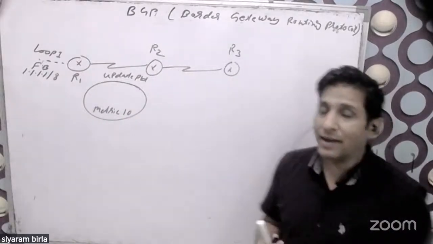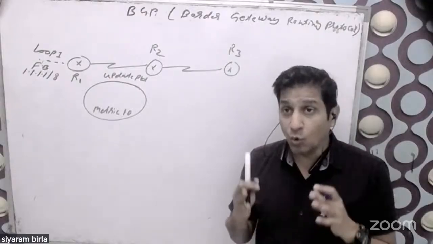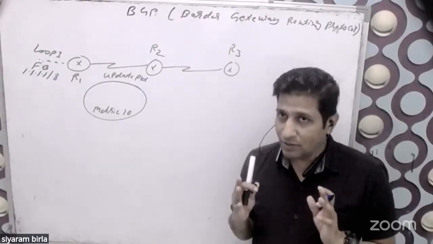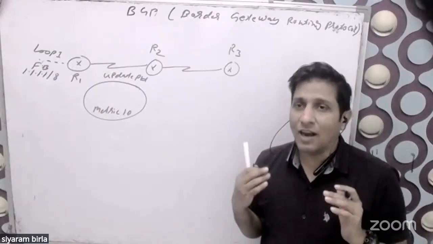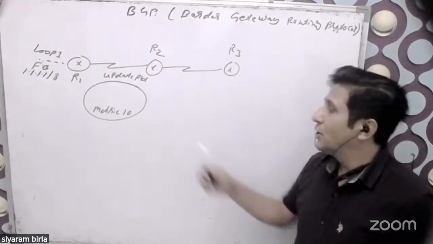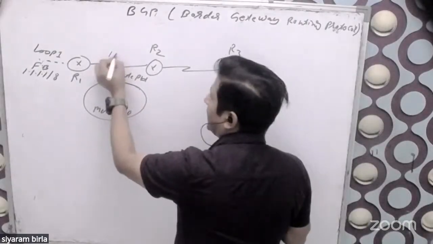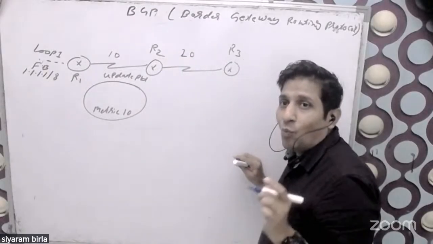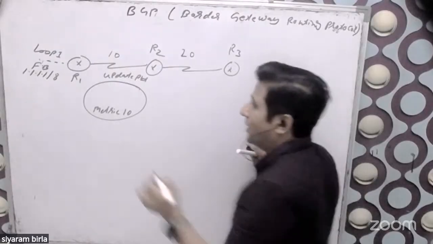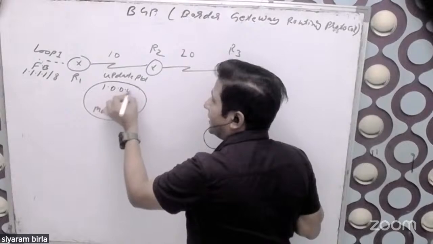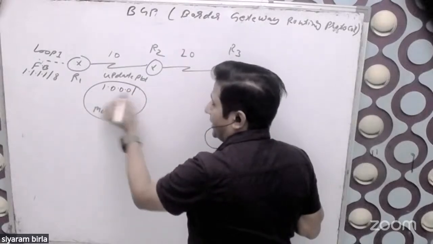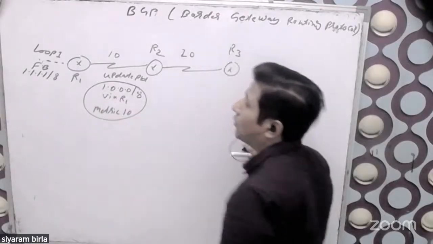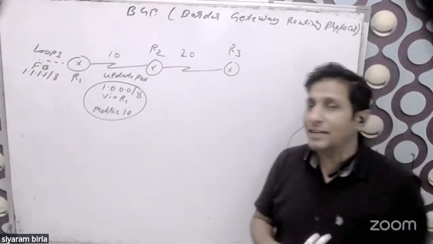I'll explain the metric in depth later, because there is a good feature of the metric in BGP, but right now just understand it is only one metric. The metric between these two routers is 10, and between these two routers is 20. So what is called the routing update packet? It will put the network IP and the mask, via R1, and it will put the metric, which is 10.